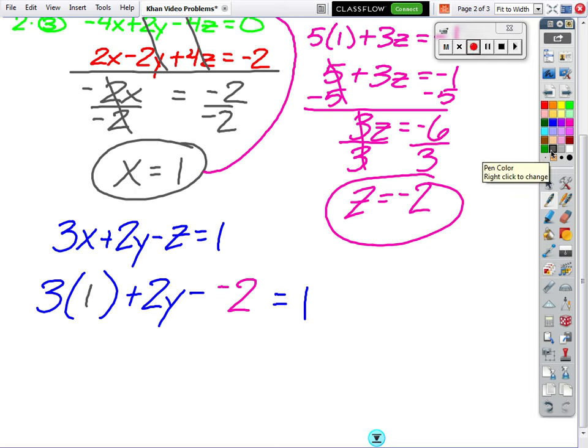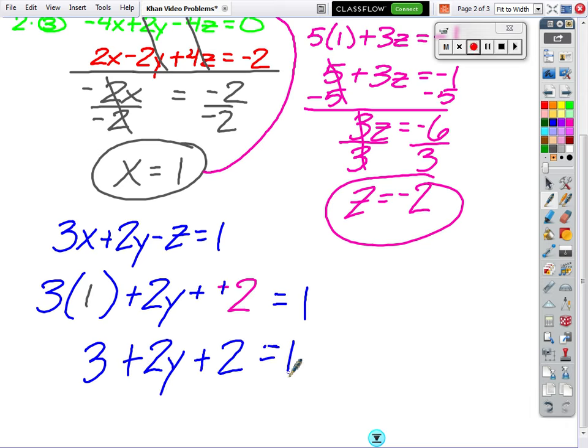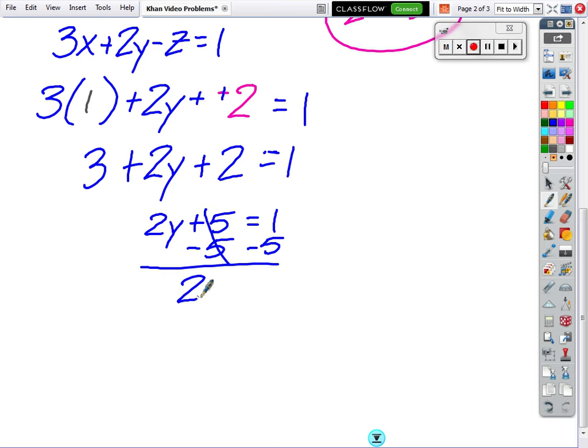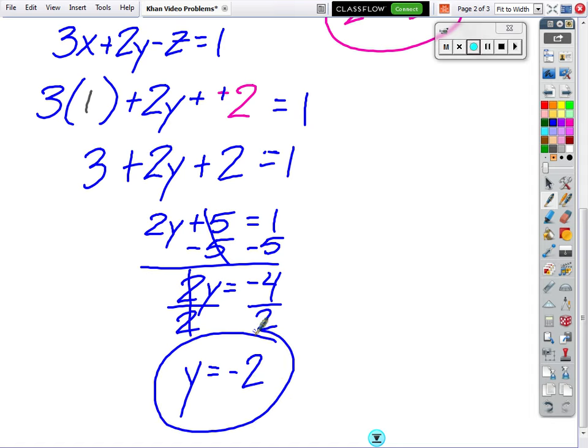Working to simplify, 3 times 1 is 3. Plus 2y, and then because minus negative, that'll turn into plus 2, still equal to 1. Give myself a little room here. Combining like terms, I could combine my constants. This becomes 2y plus 5 equals 1. And then two-step equation from here. Subtract 5 from both sides. 2y equals negative 4. And then divide by 2, ending with the result of y equals negative 2.